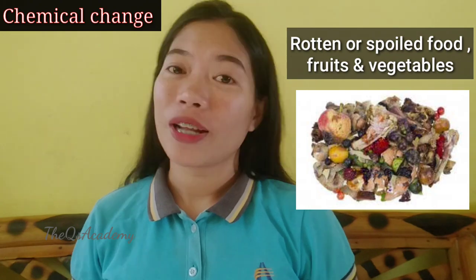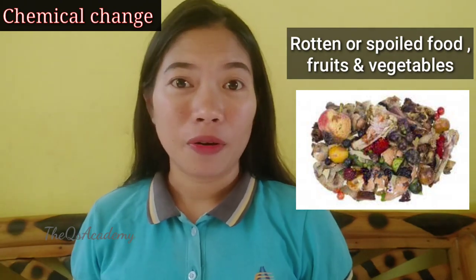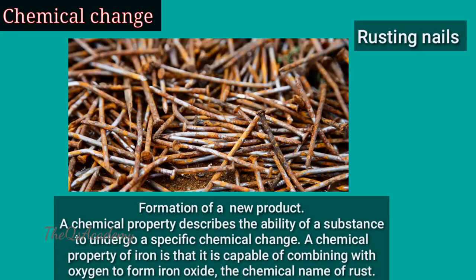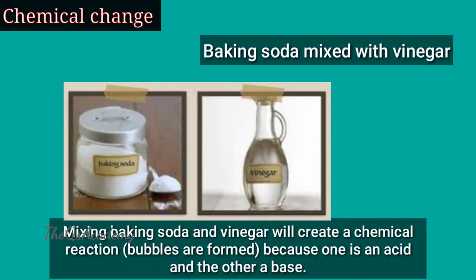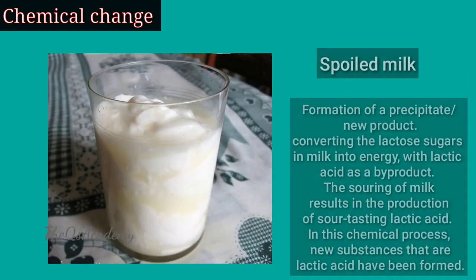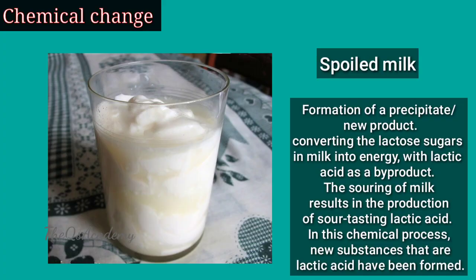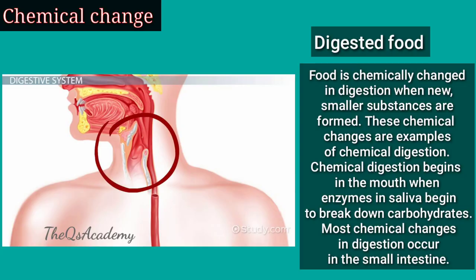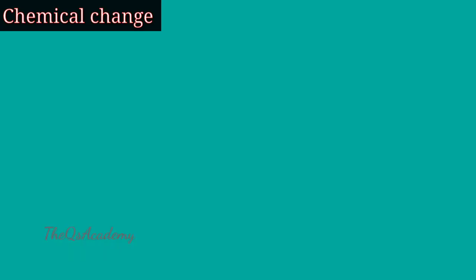Rotten fruits, rotten apple, rotten mango, or rotten vegetables, example of chemical change. But slicing apple, slicing vegetables is an example of physical change. Rusting nails is an example of chemical change. Baking soda mixed with vinegar is an example of chemical change. Spoiled milk is an example too, as well as burning of wood and digested food. And that's the end of our lesson for today.